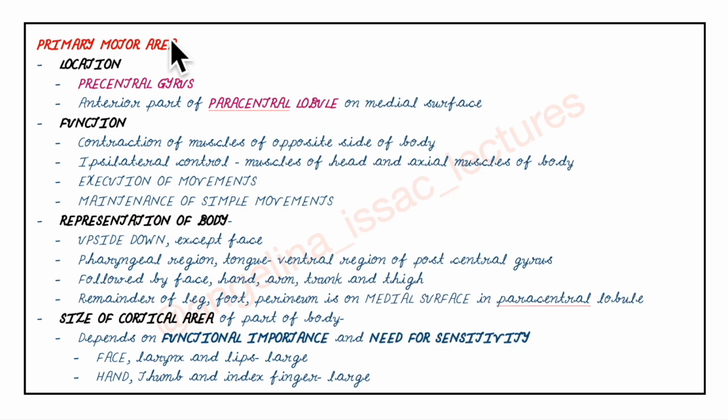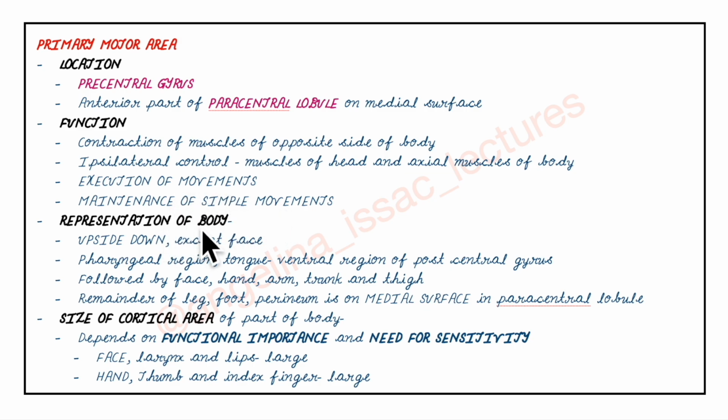Before moving on to the premotor area, let's concise the points that we learnt under the primary motor area. Its location is in the precentral gyrus and the anterior part of the paracentral lobule on the medial surface. Its function is contraction of muscles on the opposite side of the body, ipsilateral control of the muscles of the head and axial muscles of the body. Two additional points are execution of movements and it helps in the maintenance of simple movements.